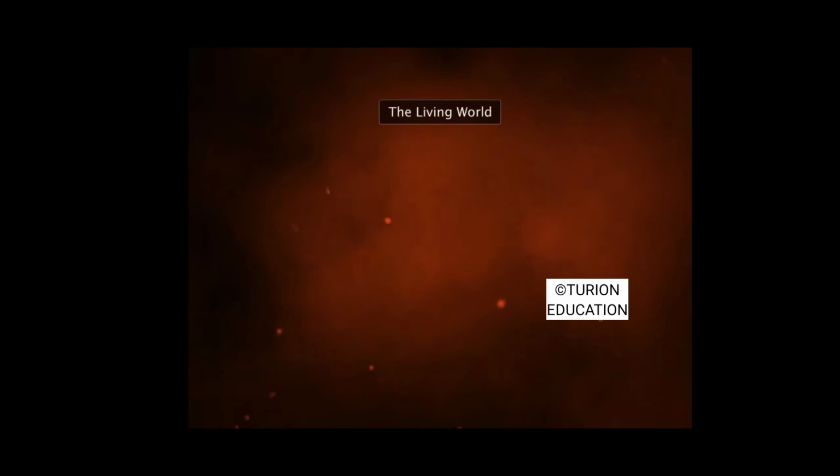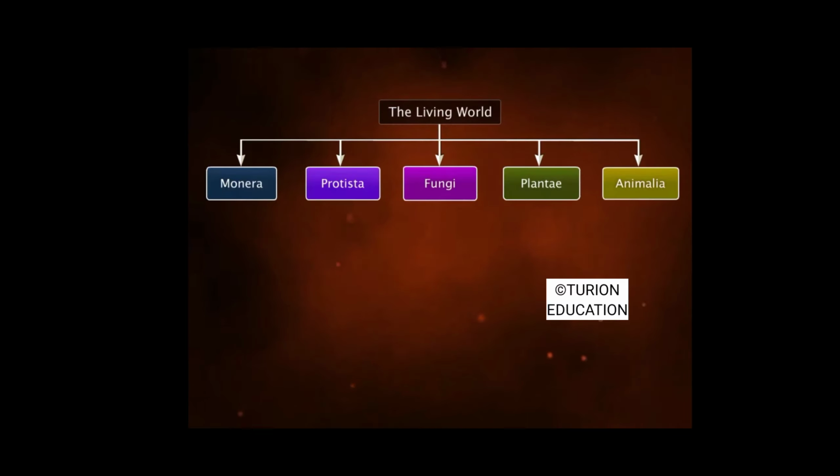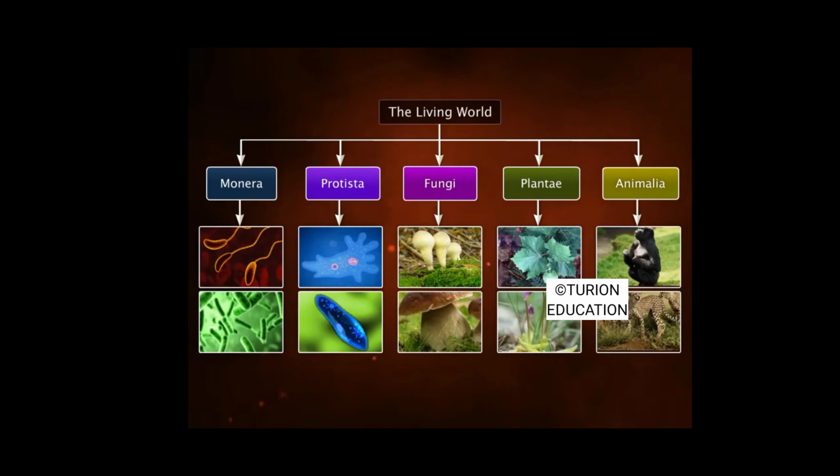According to the modern 5-kingdom classification, the entire living world is divided into 5 kingdoms: Monera, Protista, Fungi, Plantae, and Animalia. However, under these 5 kingdoms are contained millions of living species. Thus, kingdom is a broad-level classification of an organism, and species is a smaller group that consists only of interbreeding organisms.